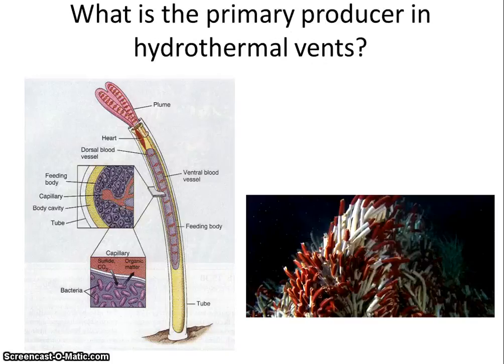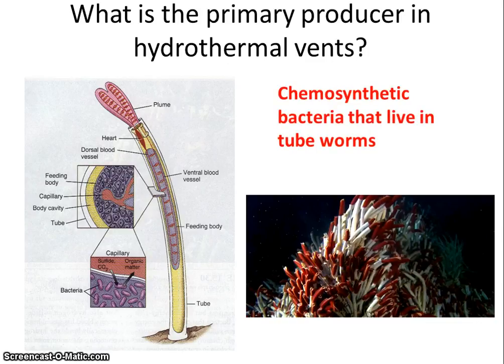Hydrothermal vents' chemosynthesis is supplied mostly by chemosynthetic bacteria that live inside these tube worms. Keep in mind, these bacteria and archaea, they're extremophiles. They can survive extremely hot temperatures, literally hot enough to melt lead. Also, these organisms tend to be very, very fast growing. In fact, giant tube worms are the largest and fastest growing invertebrates in the ocean.